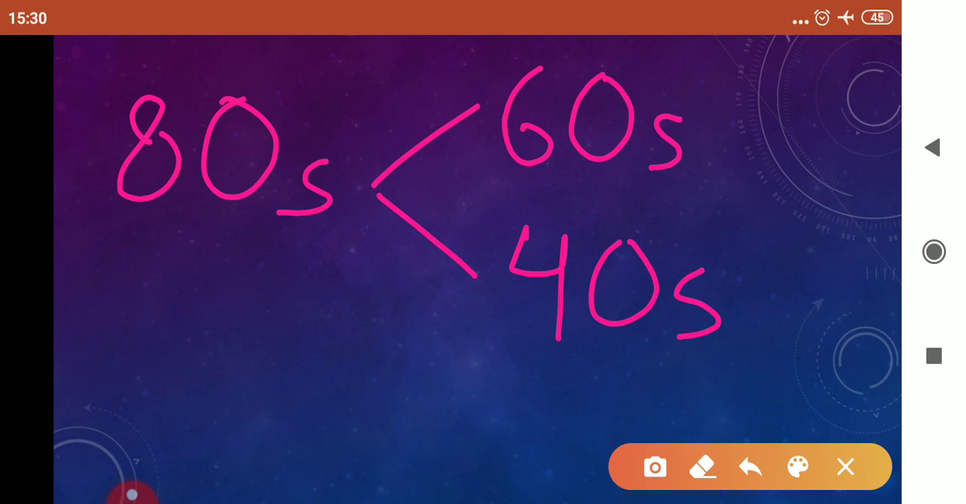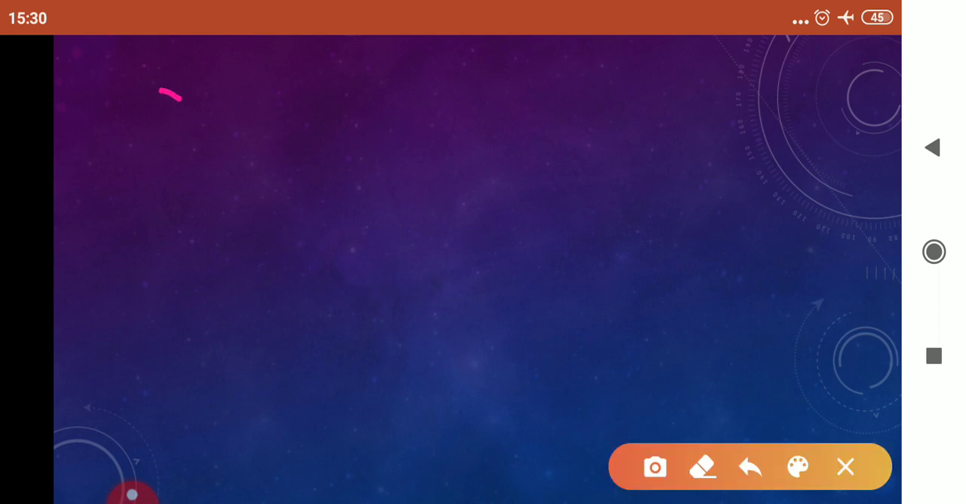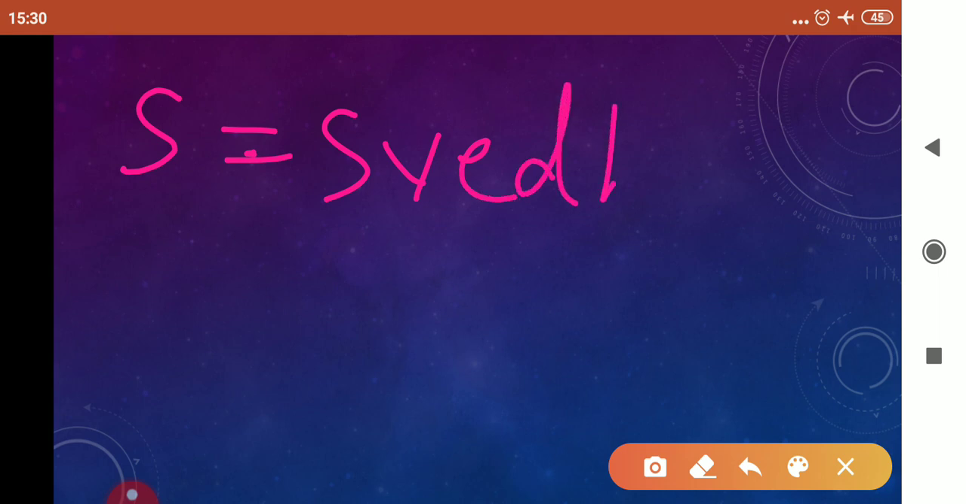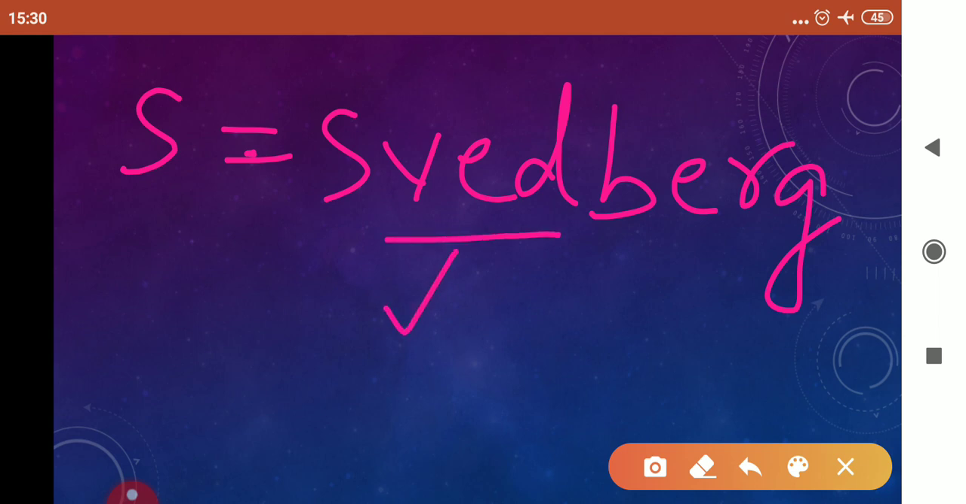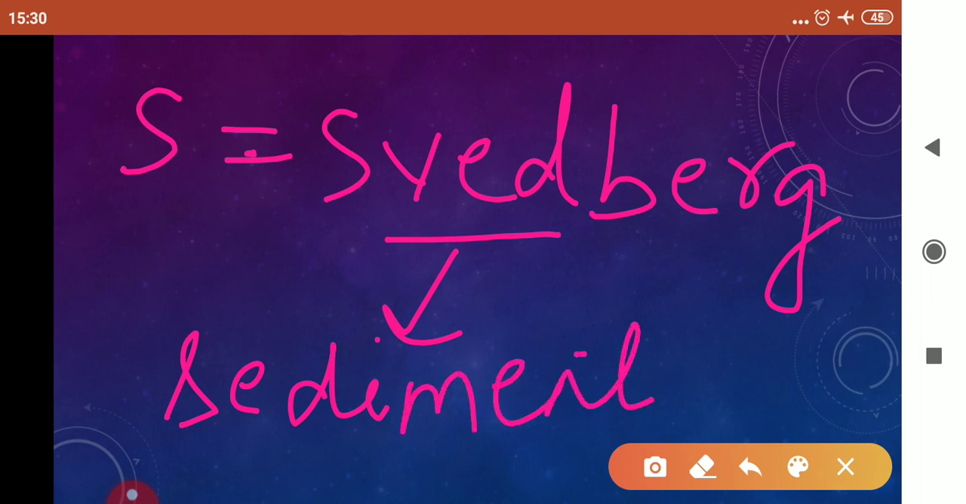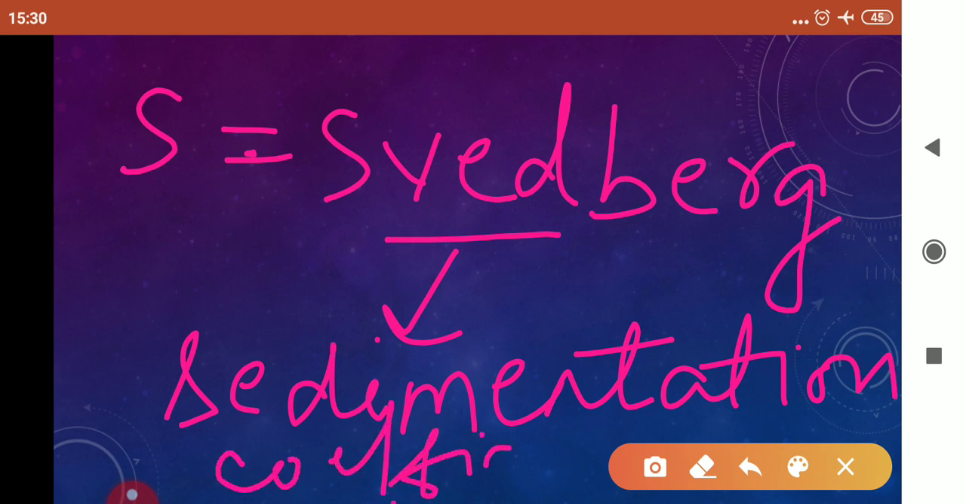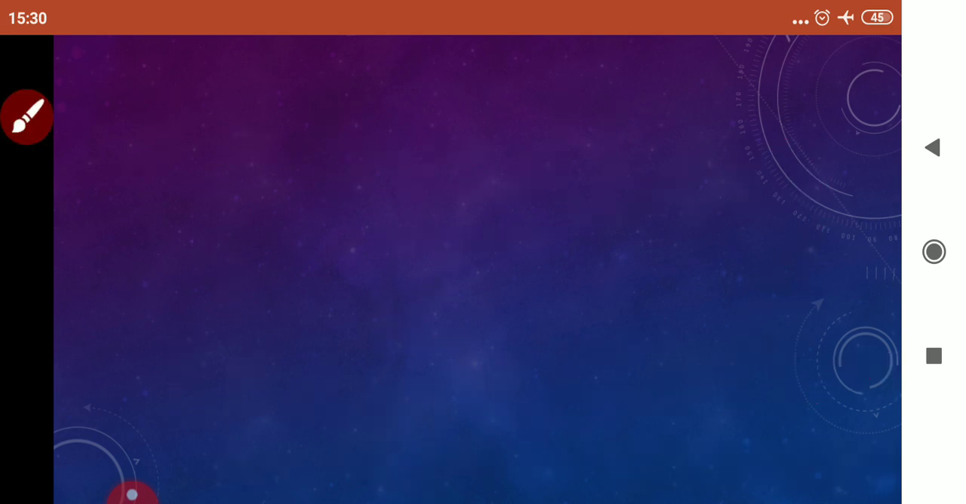Now you must be thinking that what is S in this? Now children, please focus about the S. S is equal to Swedberg unit. Svedberg. This is Swedberg unit. This is the unit of sedimentation coefficient. Now children, what is sedimentation coefficient? So let us proceed towards sedimentation coefficient.